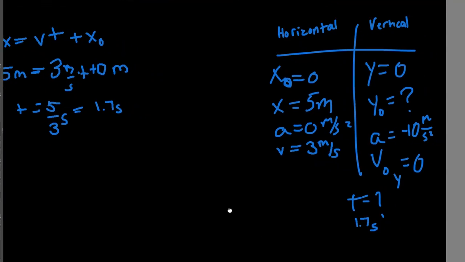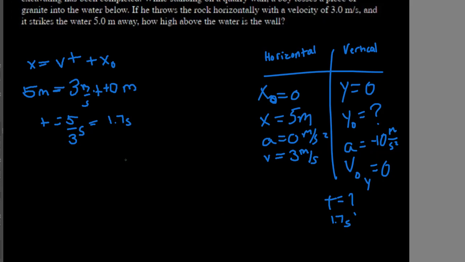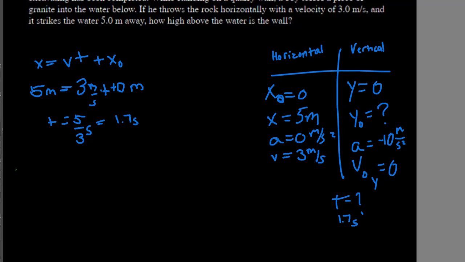All right, so let's do my vertical equation now. Here we're going to have to use the accelerated equation because look, we have acceleration. Remember, we're solving for that y naught. So y will be 1/2 at squared plus v naught t plus y naught.